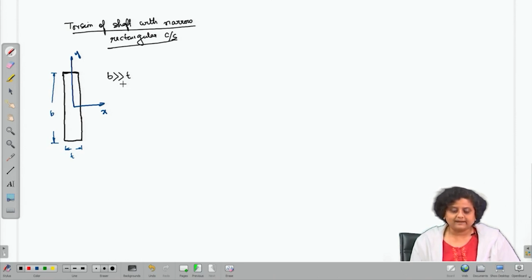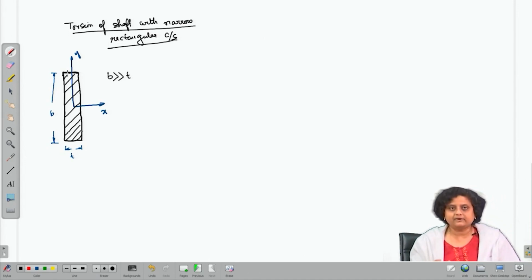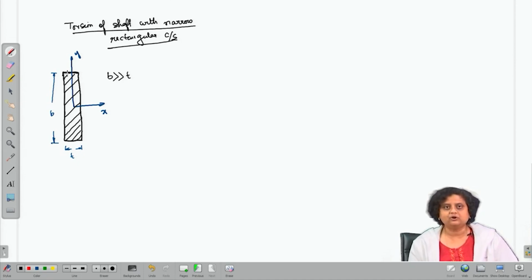To make this even clearer, this shaded portion that we have drawn is nothing but the cross section of a shaft. So, we have a shaft, and if we take an arbitrary cross section, this is how it looks. This shaded portion is the cross section of the shaft and not the shaft itself. Now, let us try to solve this problem of torsion of this cross section by using membrane analogy.